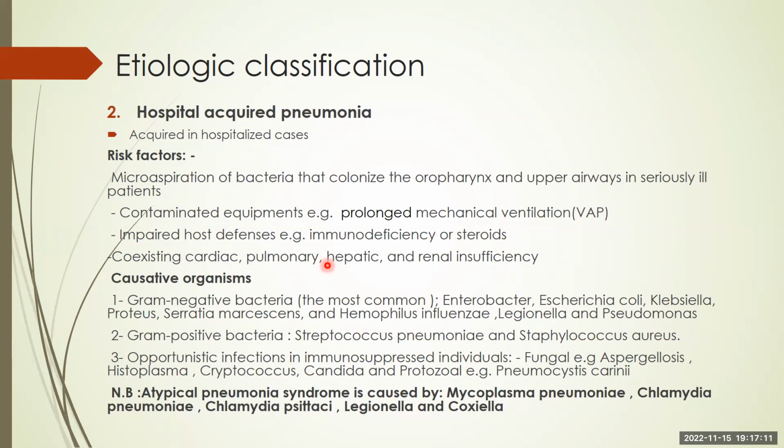The gram-negative bacteria include Enterobacter, E. coli, Klebsiella, Proteus, Serratia, Haemophilus influenzae, Legionella, and Pseudomonas. The gram-positive bacteria include Streptococcus pneumoniae and Staph aureus. And opportunistic infections can be due to fungal causes like aspergillosis, histoplasma, cryptococcus, candida, and protozoal causes like Pneumocystis carinii infections. Mycoplasma pneumoniae, chlamydia, and Legionella can also cause atypical pneumonia syndrome.